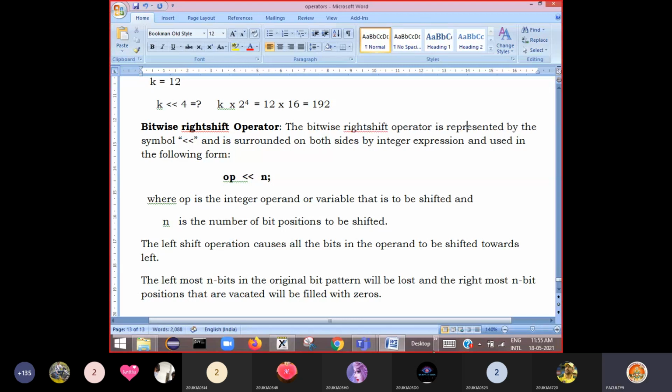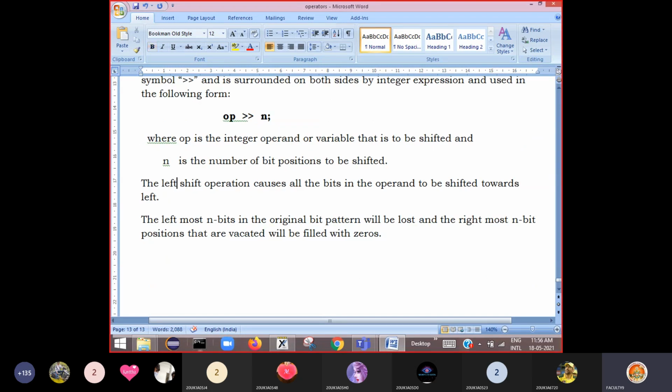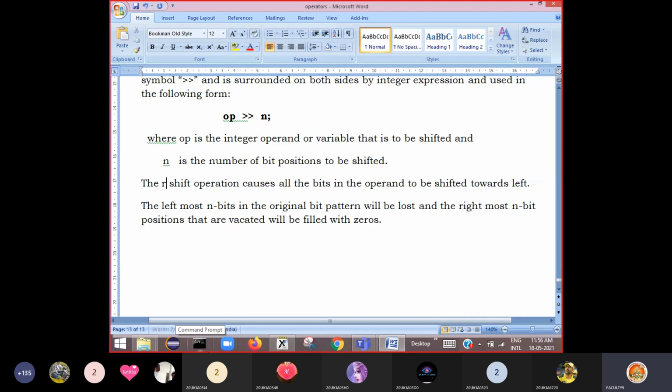Bitwise right shift operator is represented by the symbol double greater than, and is surrounded on both sides by integer expressions, used in the following form: operand double greater than n, where operand is the integer operand or variable that is to be shifted, and n is the number of bit positions to be shifted. How many bit positions you want to shift towards right is indicated by n here.